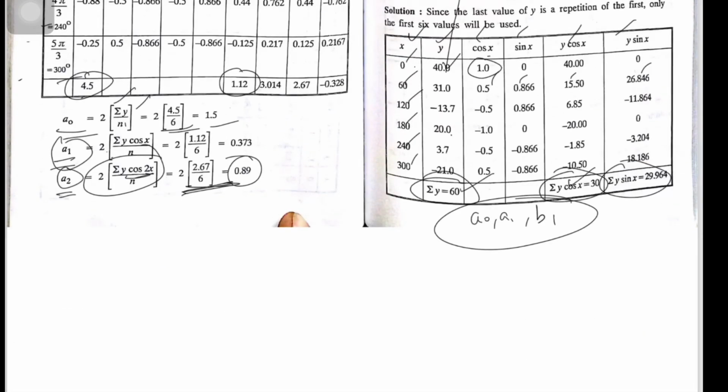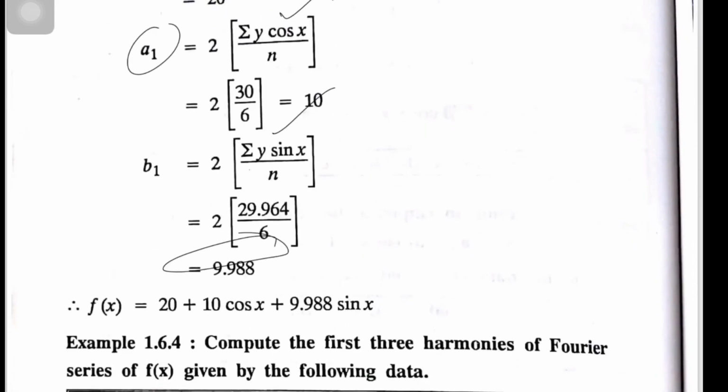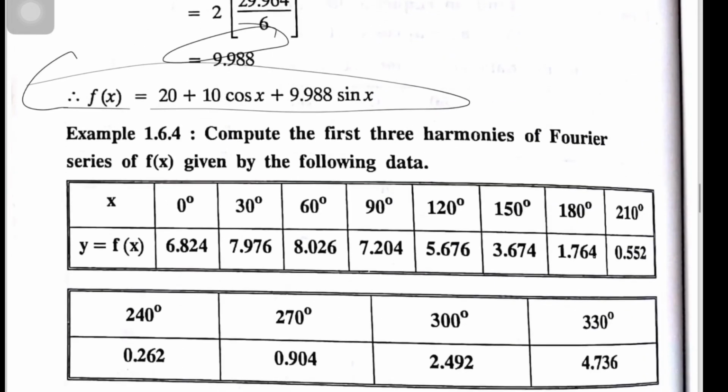Similarly for a1 and b1. a1 is 2 sigma y cos x by n. b1 is 2 sigma y sin x by n. Just substitute the answers, and the final thing is f of x is equal to this. So that's very easy.